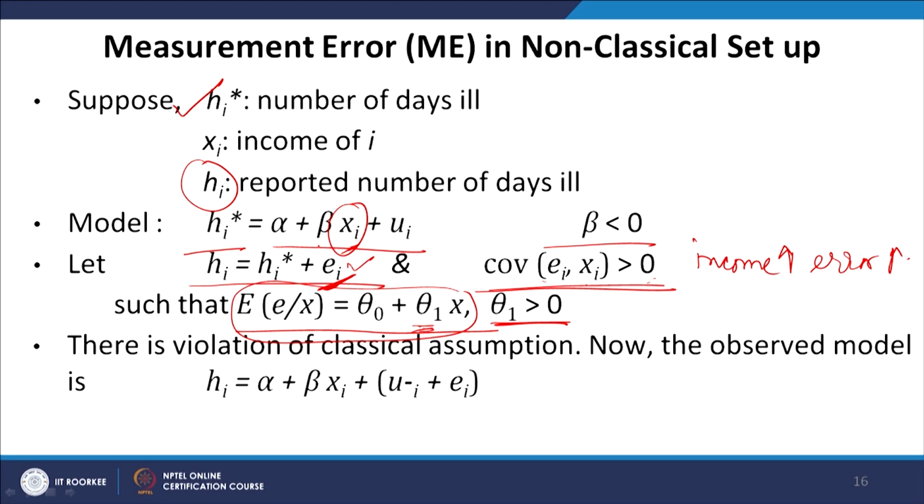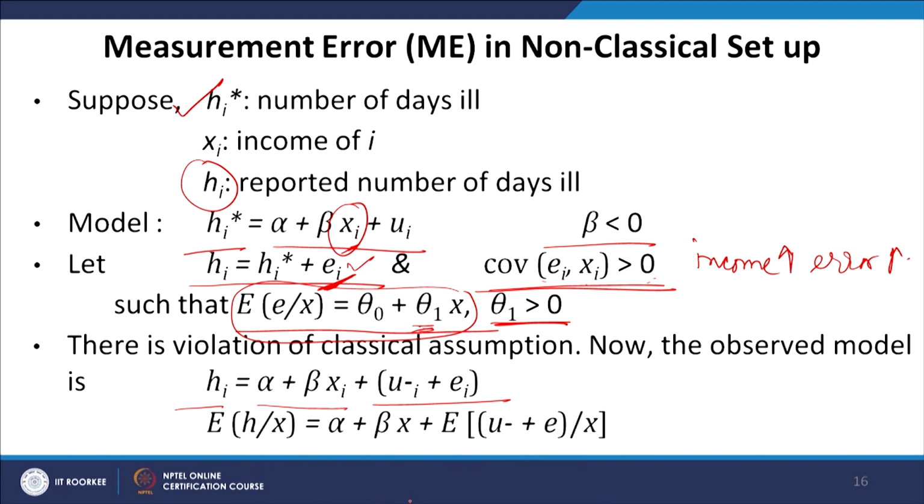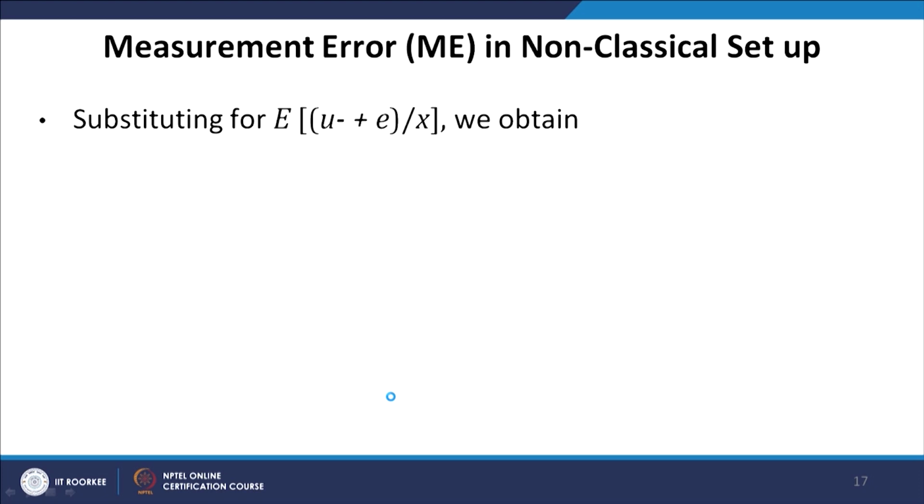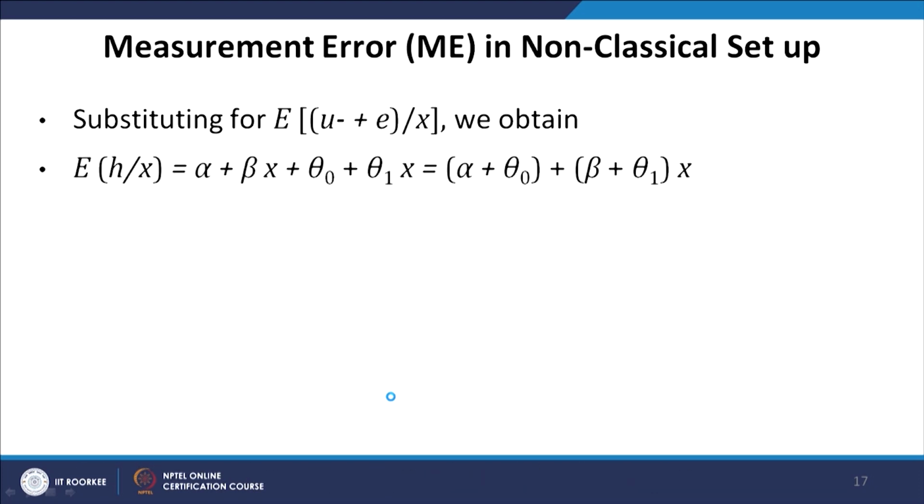There is a violation of the classical assumption. That is why this is called a non-classical setup, because now the observed model is h_i equals alpha plus beta x_i plus u_i plus e_i, where x_i and u_i are correlated. So, the expected value of h given x equals alpha plus beta x plus the expected value of u plus e given x. Substituting the expected value of u plus e given x, we obtain the expected value of h given x equals alpha plus beta x plus theta naught plus theta 1 x.